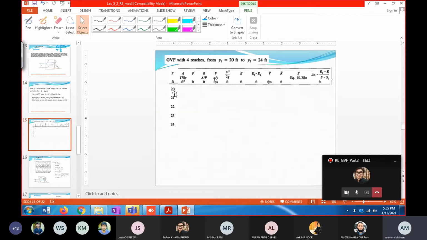And then you will have delta x for each depth value at 20 feet depth, 21 feet, 22, 23, 24. Finally, to get the distance between the depths 20 and 24, you add all these values and you get the final distance. So this is actually the direct step method. Any question regarding it? Please let me know.